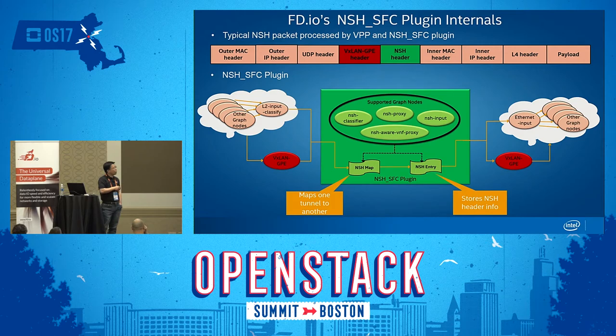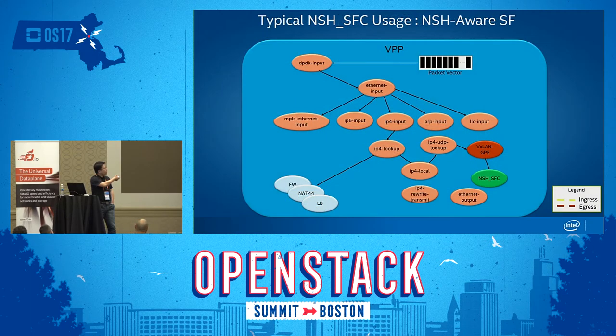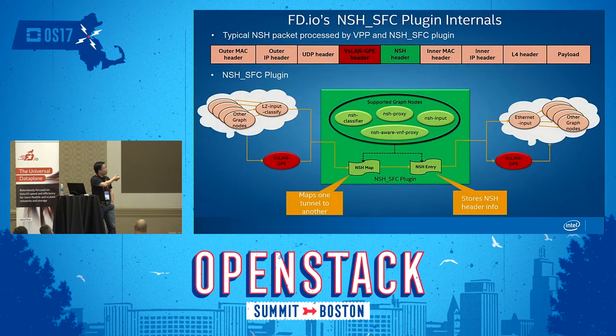Now, in the NSH draft in the IETF, there are three different types of transport: VXLAN GPE, Ethernet, and GRE. So in our current implementation in FD.io, it only uses VXLAN GPE, as shown here in the red part, as a transport to carry the NSH header.